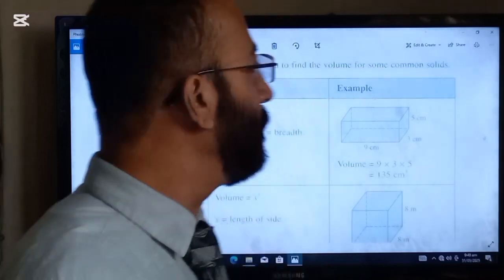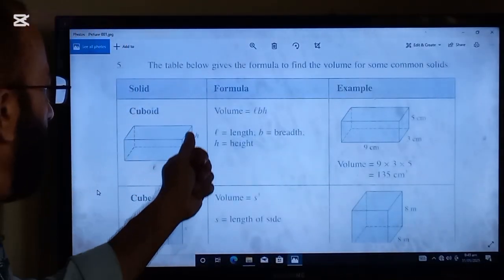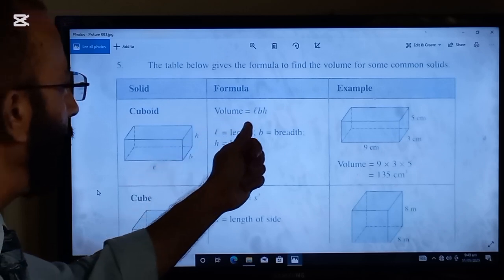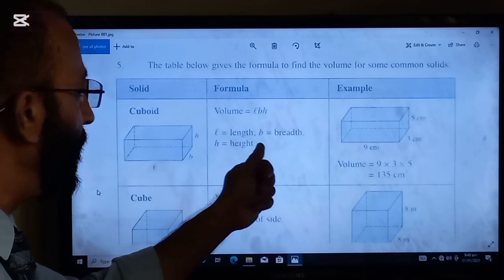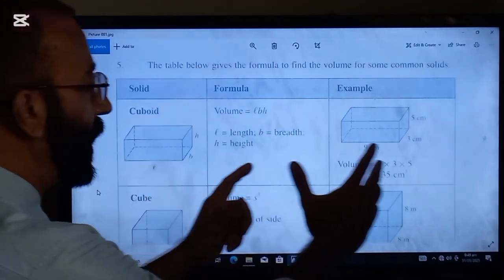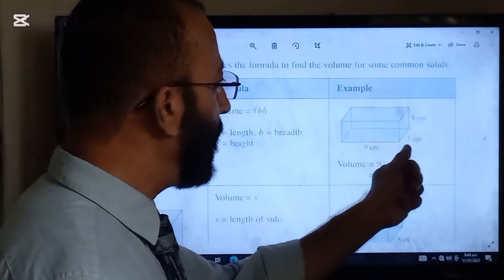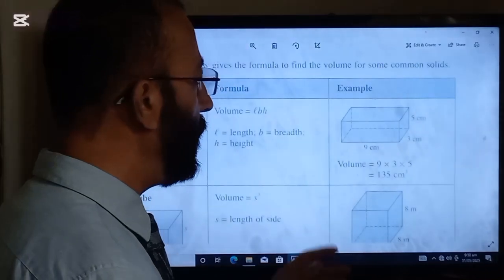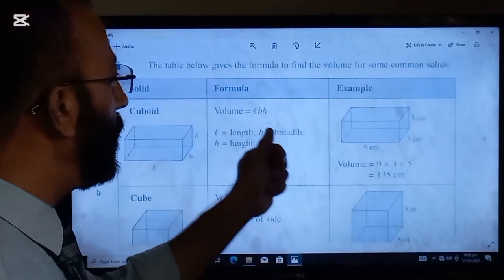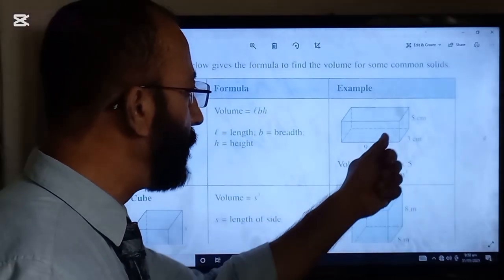So concentrate yourself. Here is a cuboid whose length L, breadth B and height H is given. So volume for the cuboid is length into breadth into height, where L is the length, B is the breadth and H is the height. Now this concept will be cleared with the help of an example. We are given a cuboid whose length 9, breadth 3 and height 5 is given. Requirement is the volume. We will put all these values into the formula. So putting all these values into this formula will give us the volume of the cuboid.